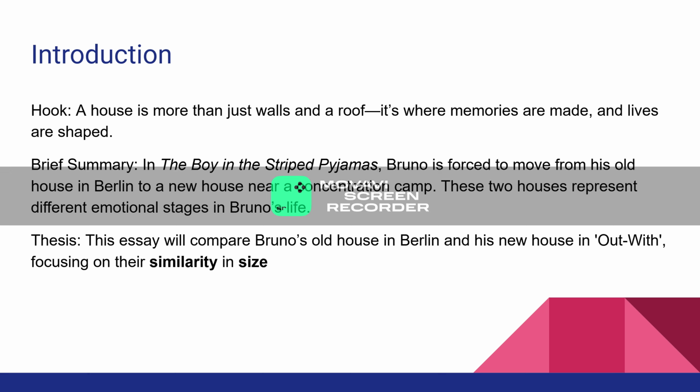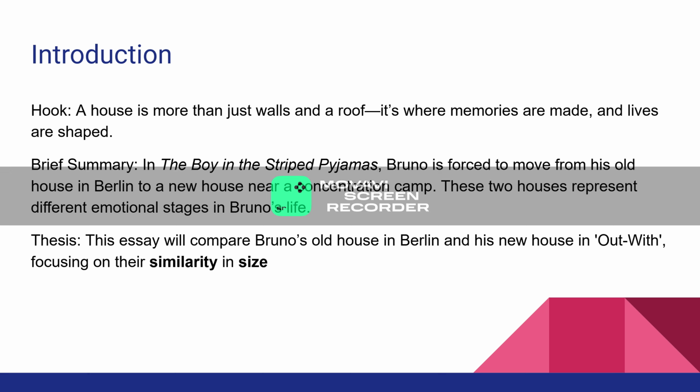Now, moving on, we have a brief summary of the question from the textbook. This is a place where you will provide the comparative point and also present a short summary of it. So the example is, in the novel The Boy in the Striped Pajamas, Bruno is forced to move from his old house in Berlin to a new house near a concentration camp. These two houses represent different emotional stages in Bruno's life. If we carefully observe, it is not the summary of the entire book, rather it is a summary of the houses, which is the focus of the question. Therefore, ensure that your summary details the idea of the question from the book.